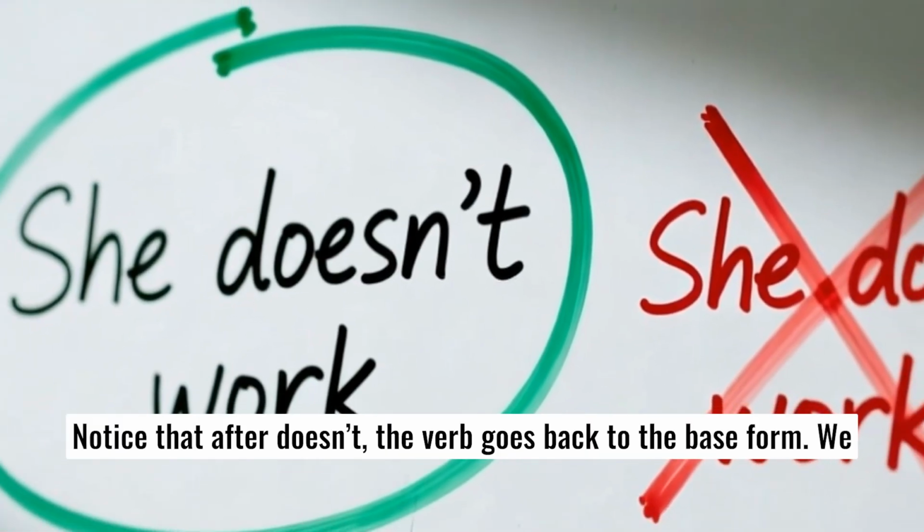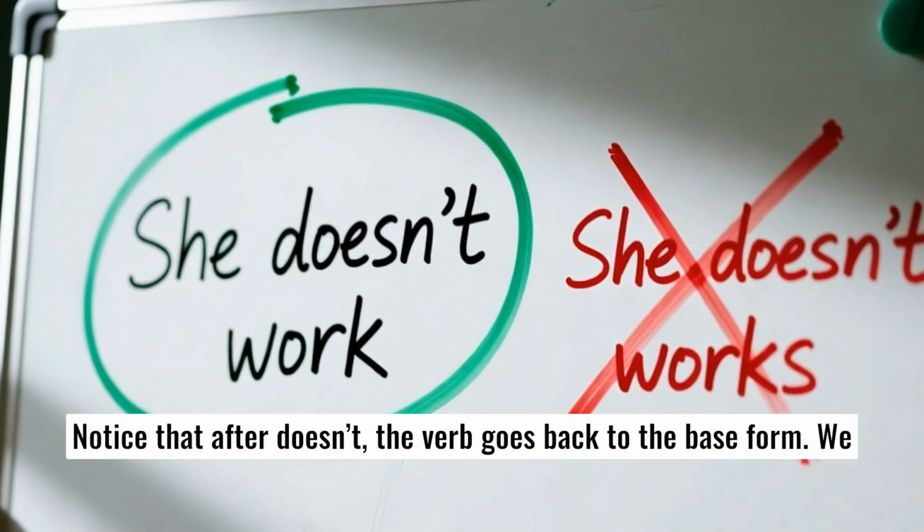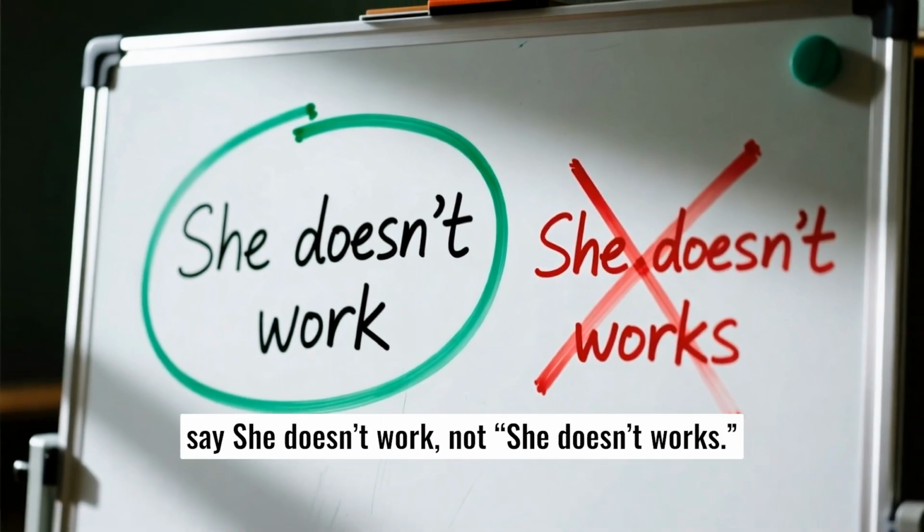Notice that after doesn't, the verb goes back to the base form. We say she doesn't work, not she doesn't works.